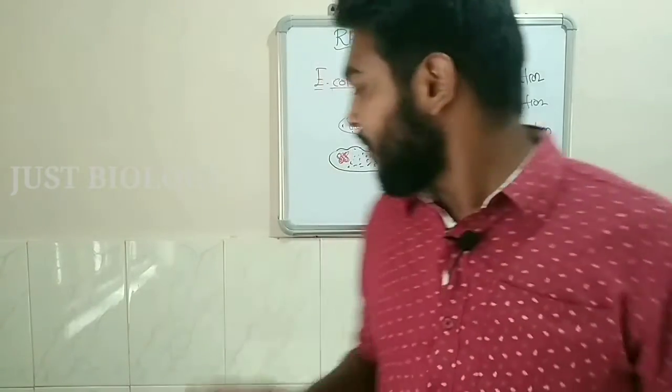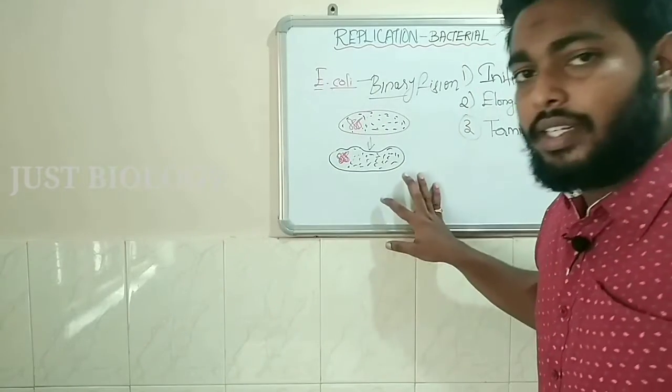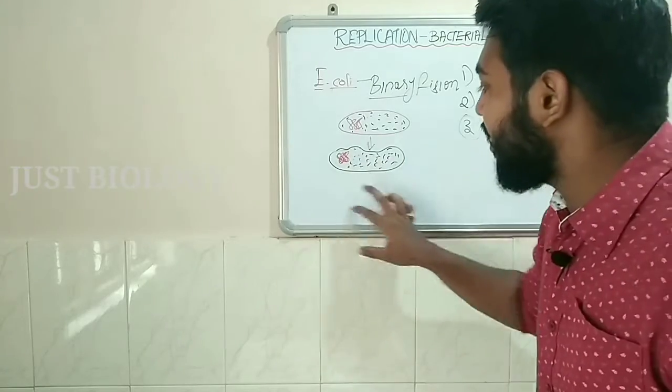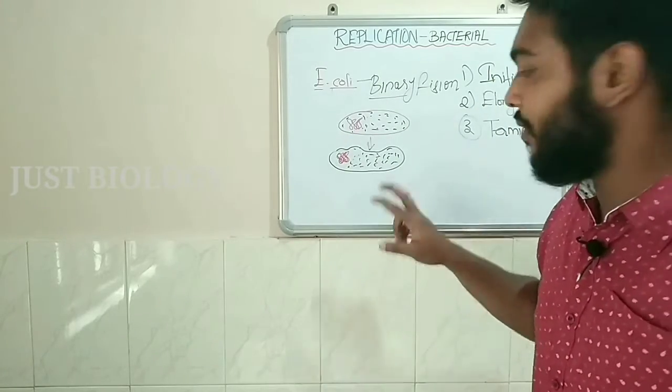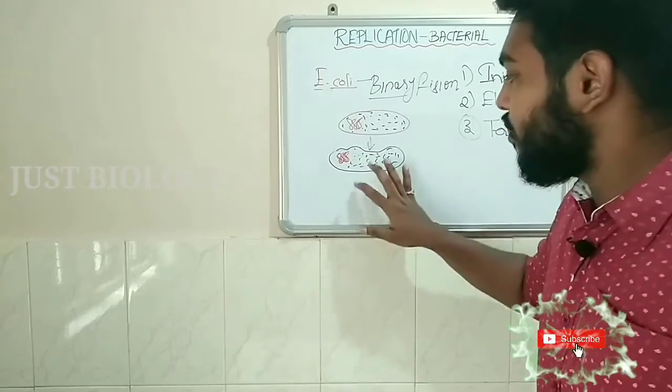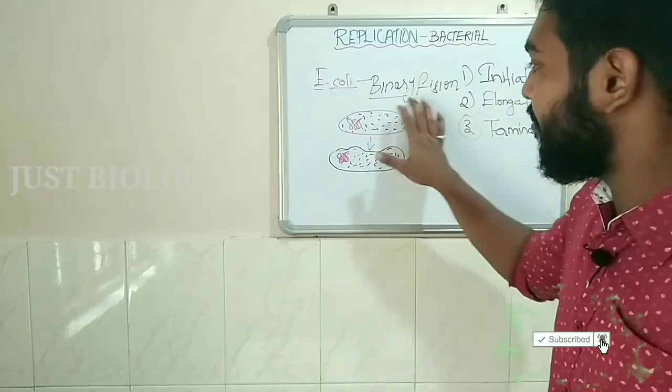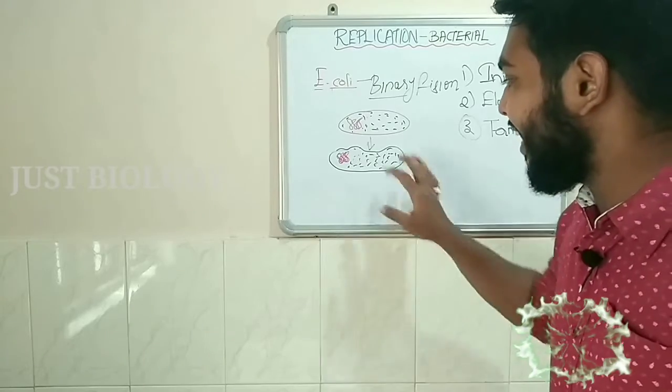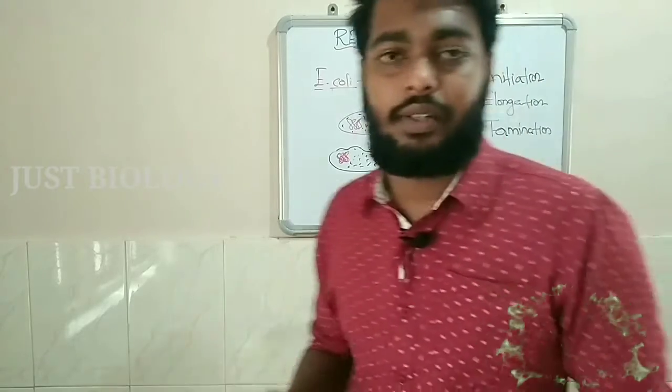So that is the idea. So they will create a signal for the multiplication by binary fission, so that they can easily divide themselves.